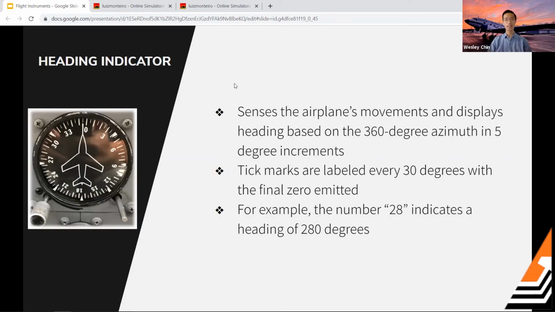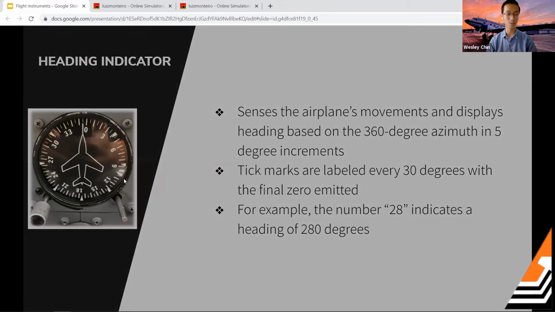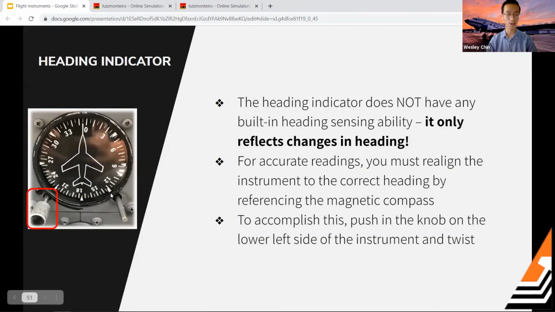This senses the airplane's movements and displays heading based on your 360-degree compass rose, and you've got 5-degree increments over here. The markings are labeled every 30 degrees with the final 0 omitted. So over here is like a 330 heading. Maybe some of you can guess just by looking at this picture where I got that from, based on the missing knob on the heading indicator bug.